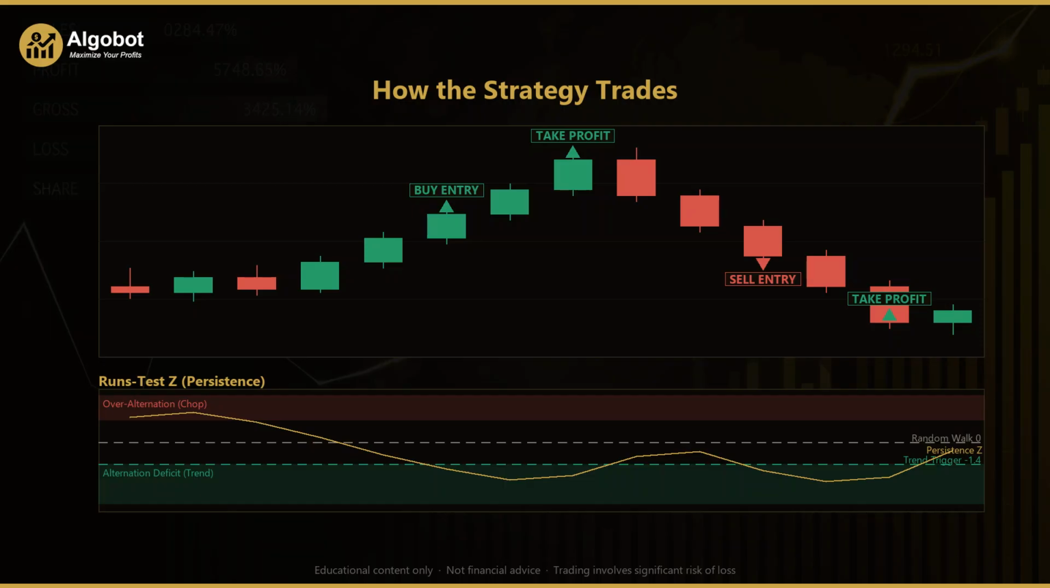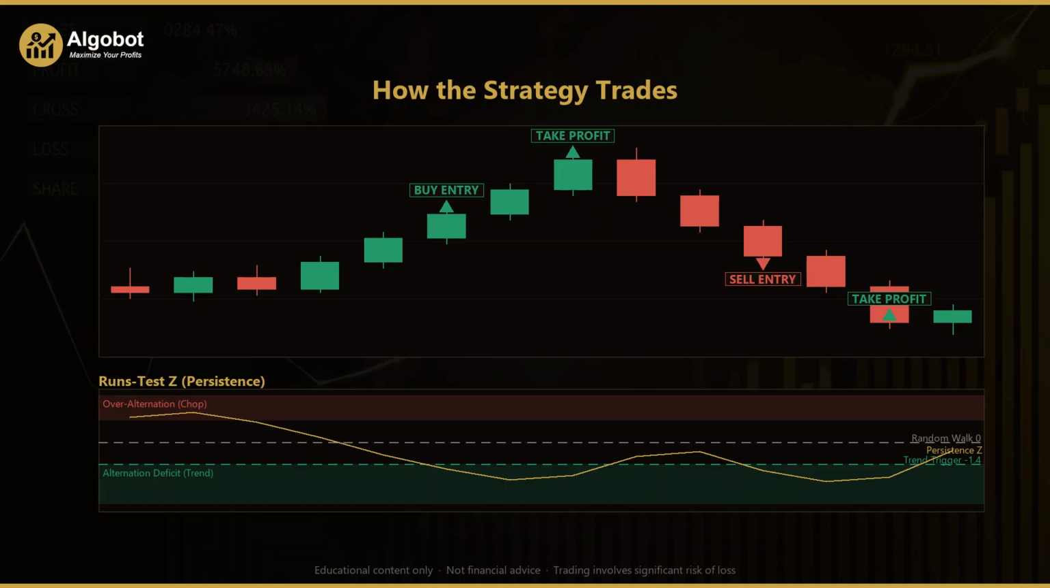For this short, the levels mirror the long exactly. The stop-loss sits a couple of average true ranges above the entry, and the take-profit is placed the same 1.6 times the risk distance below. Price continues lower, bar after bar, until it reaches the downside take-profit target and the short trade closes. And that's the complete picture.